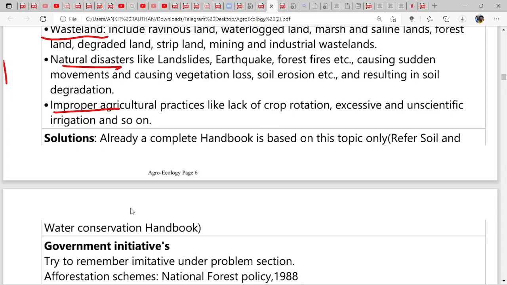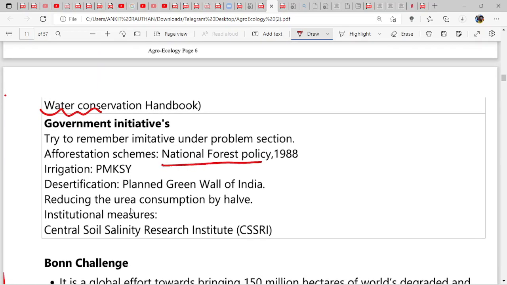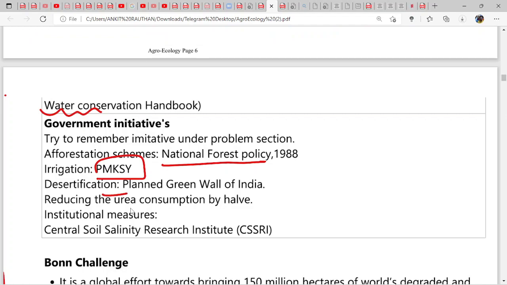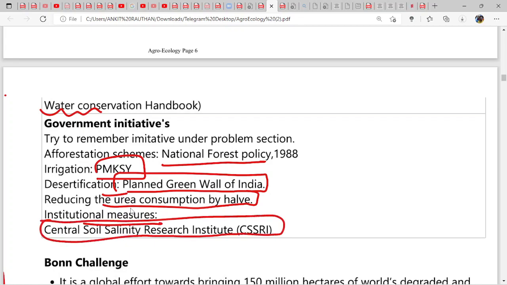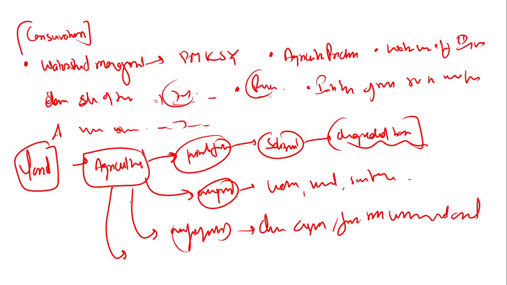Solution, what is the solution? We will see the solution in water conservation, but programs like the National Forest Policy, Pradhan Mantri Krishi Sinchai, and for desertification, we have planned the Green Wall of India, reducing urea consumption by half, and institutional measures like the Central Soil Salinity Research Institute. These things we have to write, right? So for land, we can say that on the international front, a convention on land degradation has been held so that land degradation can be stopped. These all things are happening, right?